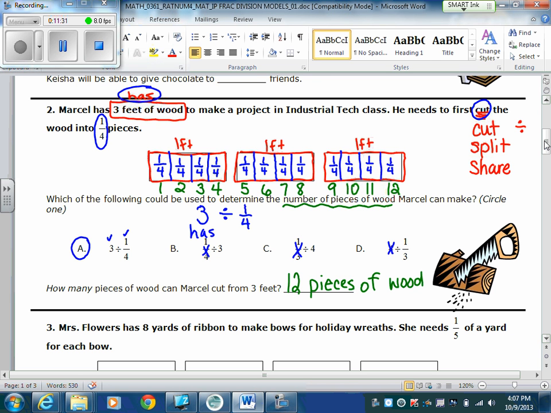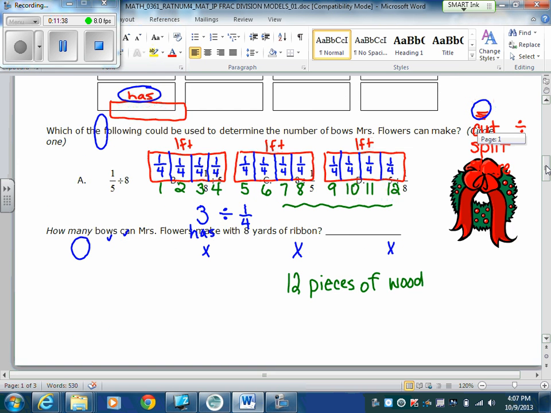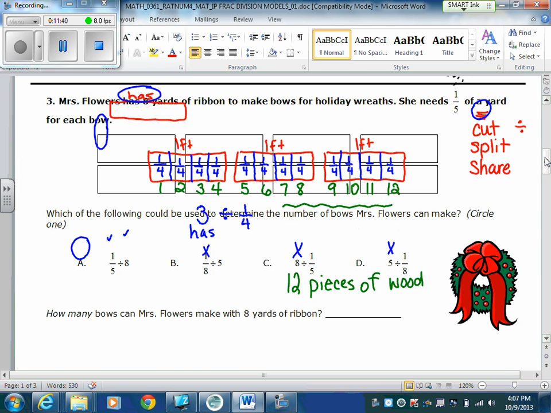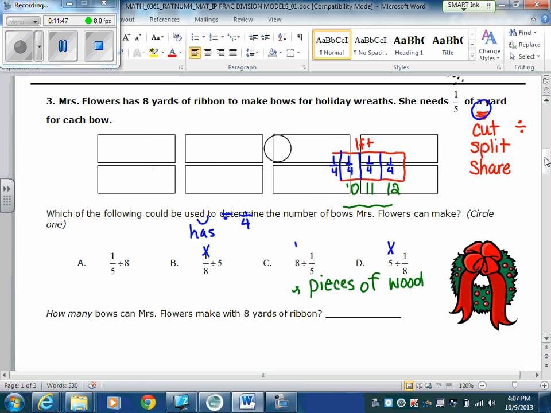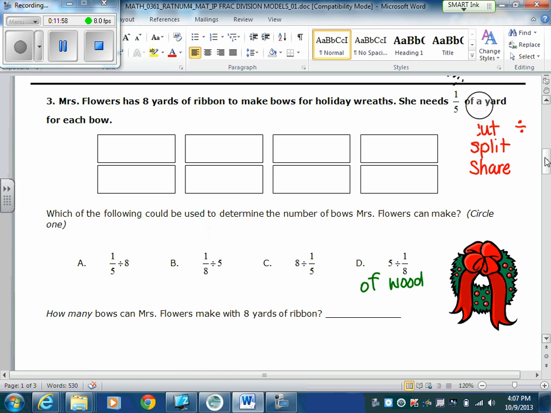Okay, the last one we're going to do is 3, and I want you to pause the video and try it on your own, then come back and check with me and see how you did. Okay, so number 3, you should have tried this one on your own just to see how you do with the pictures and matching it to the answer choices. This one says that Mrs. Flowers has 8 yards of ribbon to make bows for holiday wreaths. She needs 1/5 of a yard for each bow.